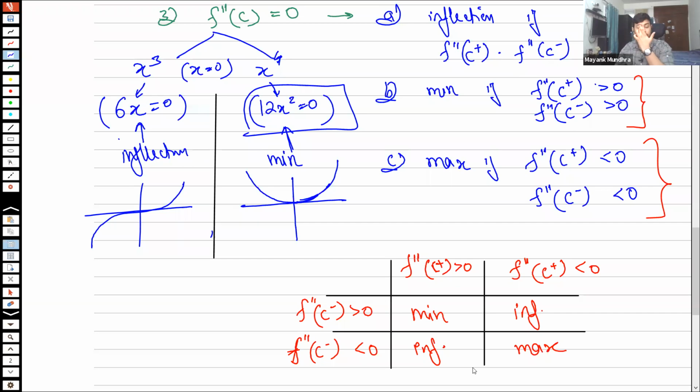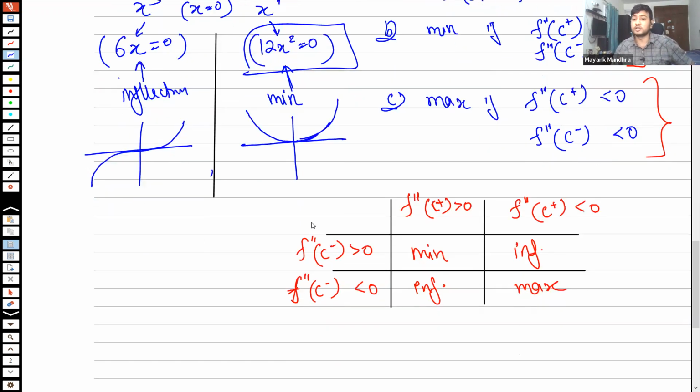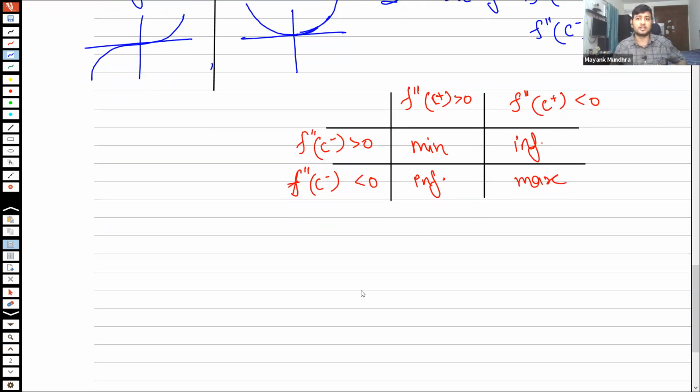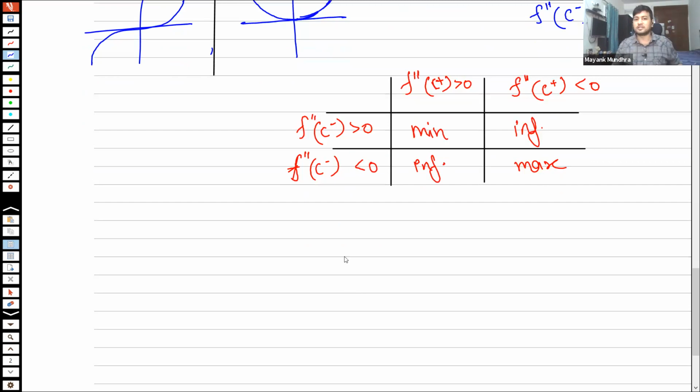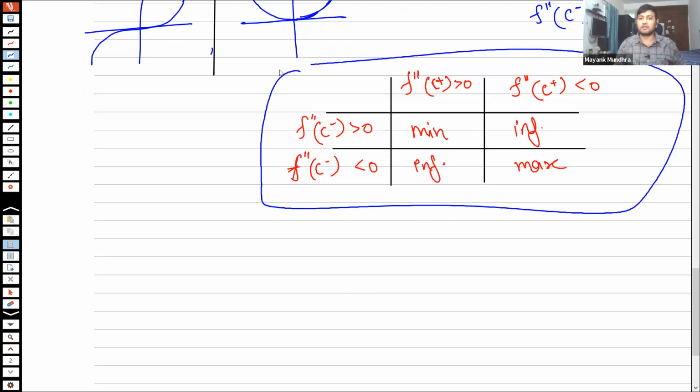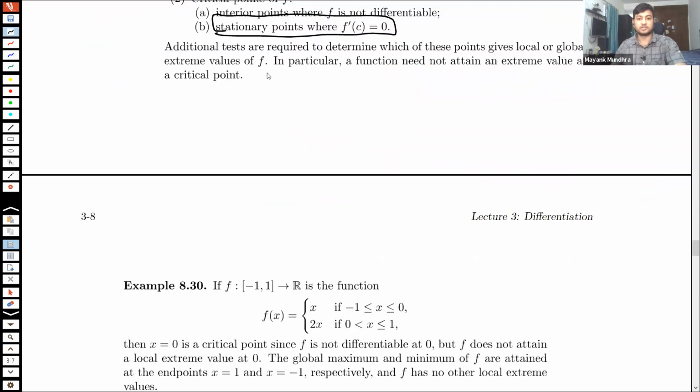If you can remember it, great. If you can't, you can think of x cube and x to power 4. If you remember examples, it is easier to reproduce it in exams. That's why I like to give examples, because then you can remember. If I just give you all these rules, then it will become very challenging to remember them. So it's better to remember these examples.